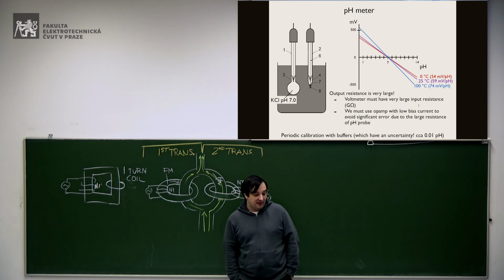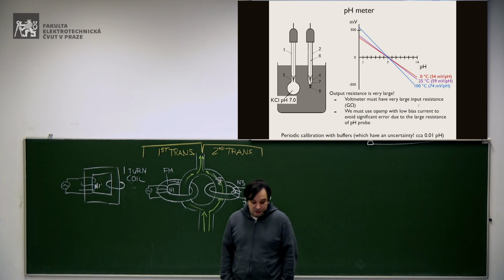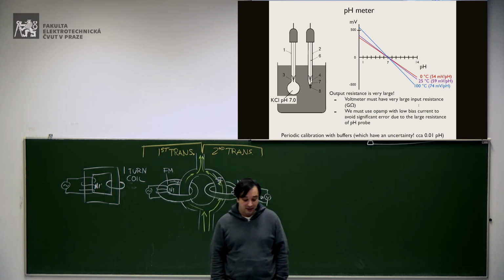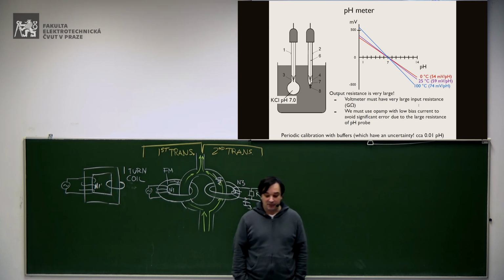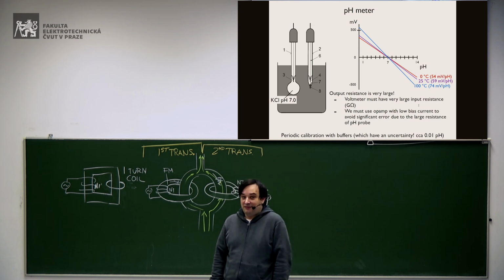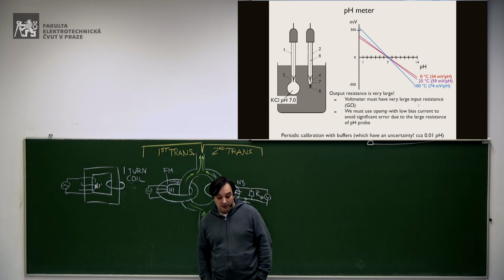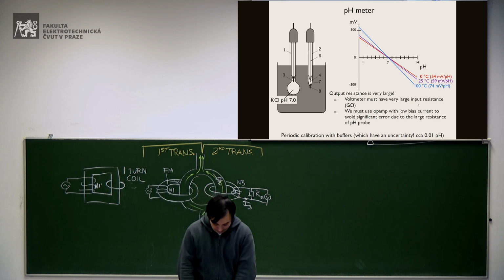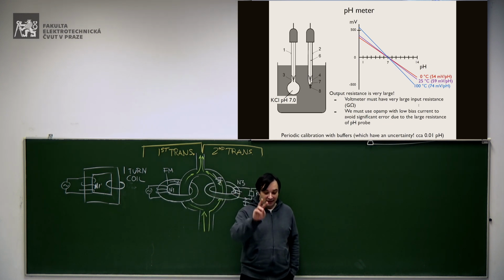Now, pH meter. pH meters are used to measure the concentration of hydrogen ions in a solution. Probably if you worked in some chemical laboratory, definitely you have used some pH meter. How do they work? Basically, there is a probe, there's a glass electrode, which in this case, better.